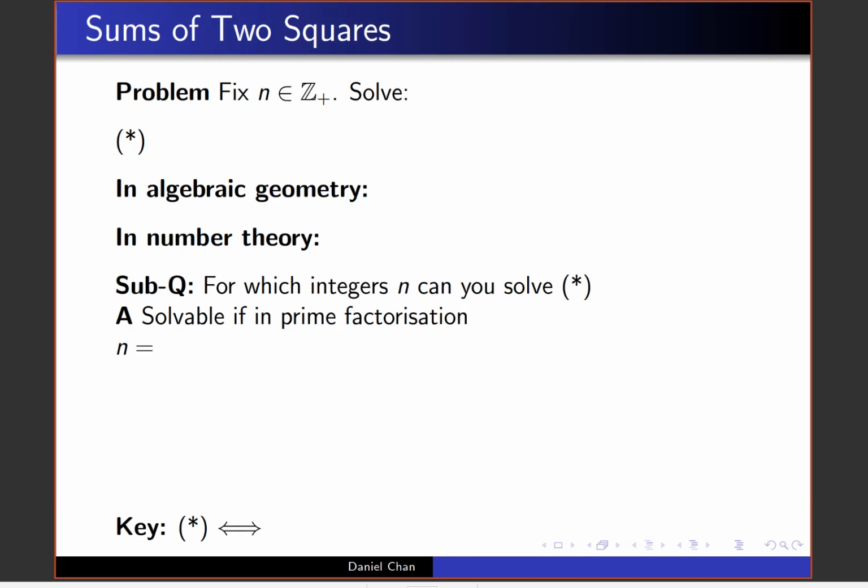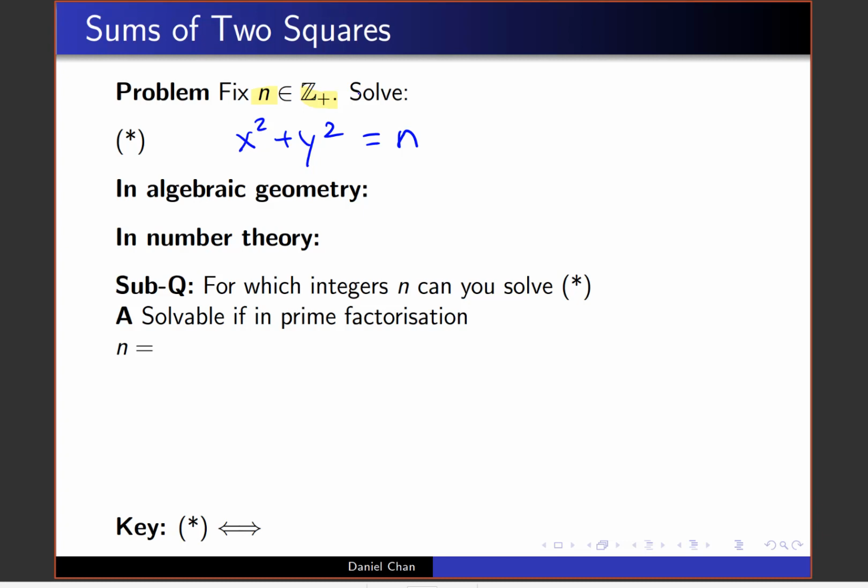We'll start by fixing some integer n, a positive integer. The question here is simple enough. We're going to look at the following equation: x squared plus y squared equals n. Hence sums of two squares. The squares are x squared and y squared.